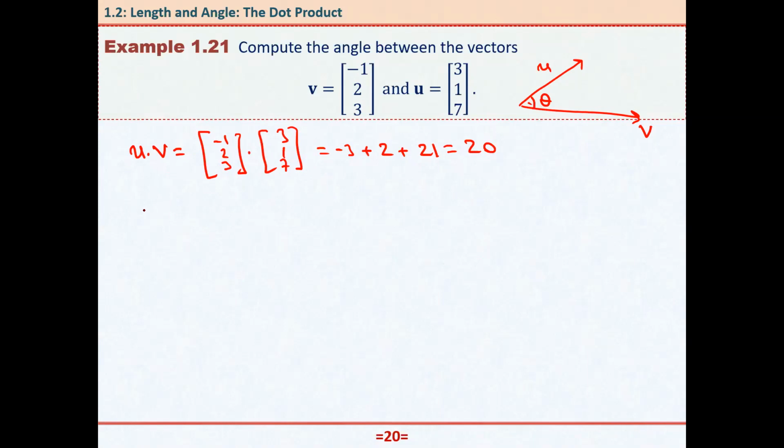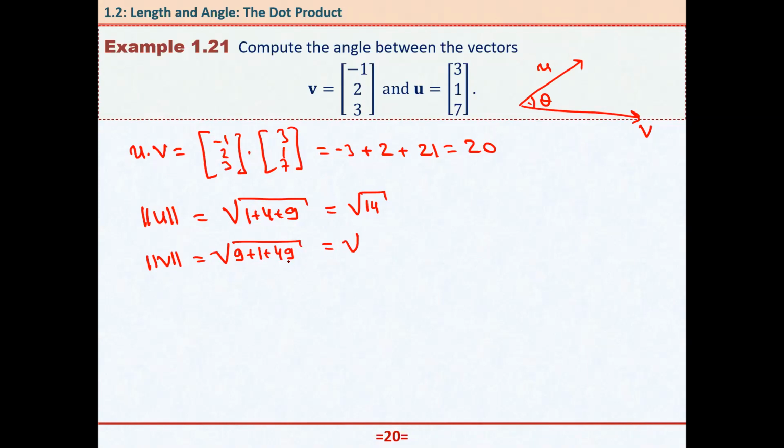And next thing is, we need to find the norm of u, which is equal to the square root of 1 plus 4 plus 9, because -1 squared is 1, 2 squared is 4, 3 squared is 9. So that is 1 plus 4, 5 plus 9, it is 14. And how about the norm of v? Norm of v is equal to the square root of 3 squared is 9 plus 1 plus 49, right? Which is 1 plus 49, 50 plus 9, that is 59.